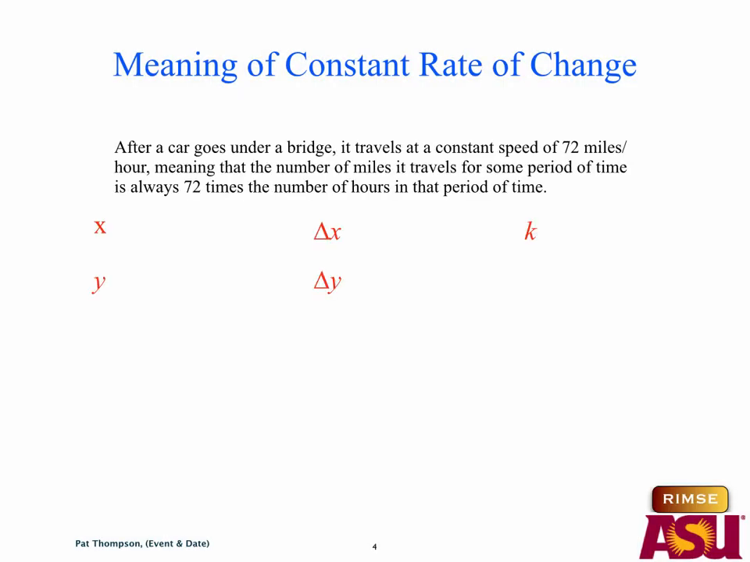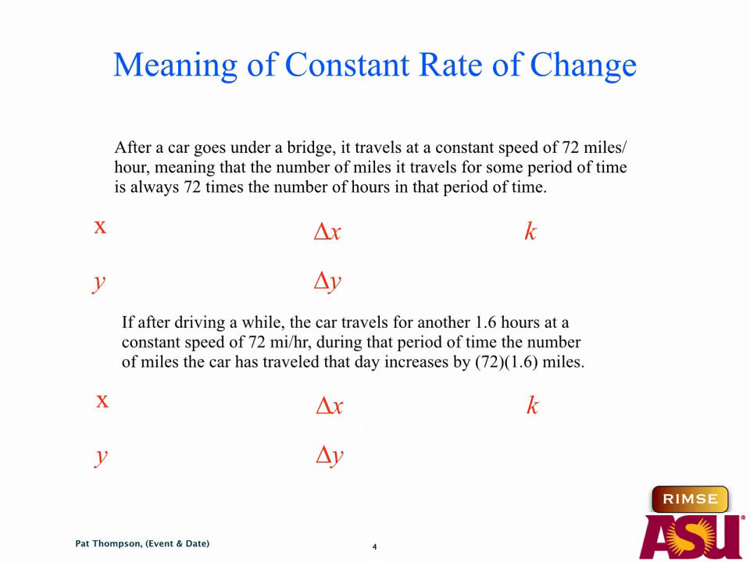So then, if we mix it up a little bit, if after driving for a while, the car travels another 1.6 hours at a constant speed of 72 miles per hour, during that time period, the number of miles the car has traveled that day increases by 72 times 1.6 miles. So I want you to take a minute to do the same thing we just did, but while you're doing it, be very conscientious of answering the following question. How is this different than the first scenario? Okay.